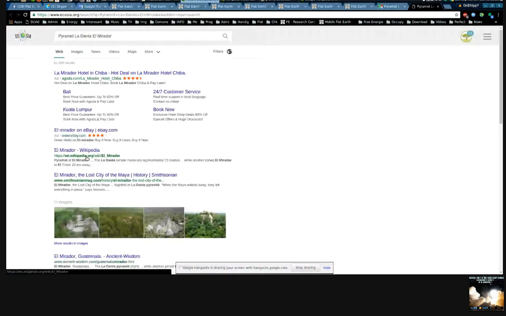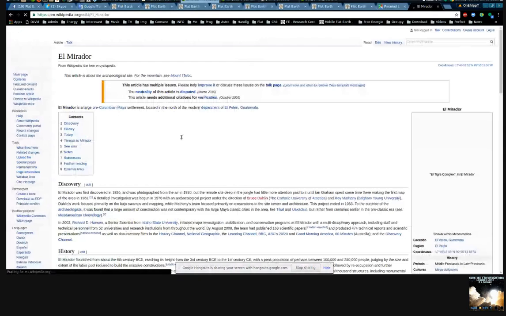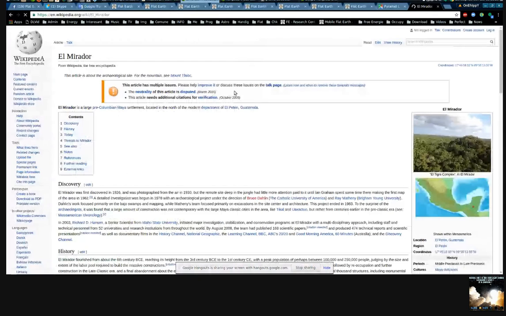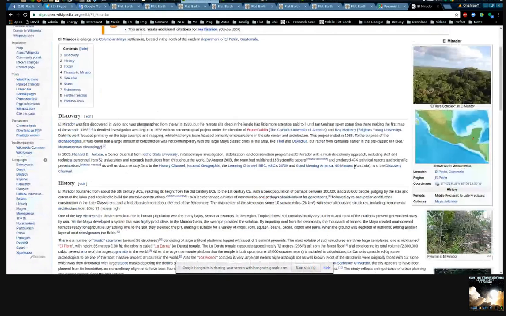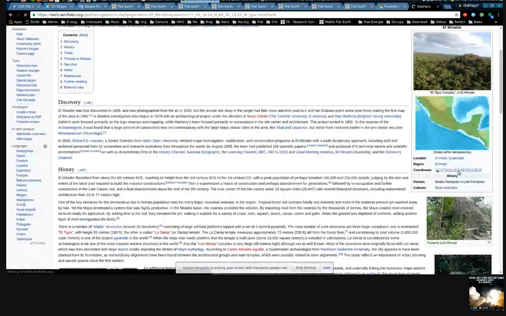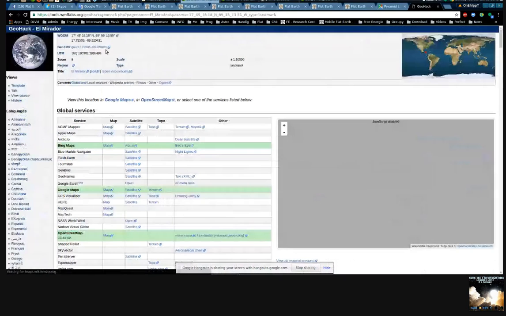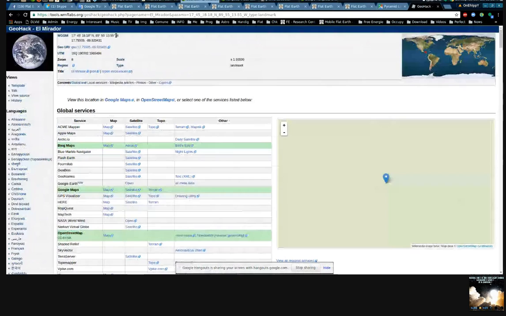Oh, El Mirador. It was a major Mayan city that flourished from about the 6th century, reaching a peak population of perhaps more than 8,000 people between the 3rd century BC and the 1st century AD. That's what they say, isn't it? Further constructions were undertaken until the city was abandoned at the end of the 9th century.